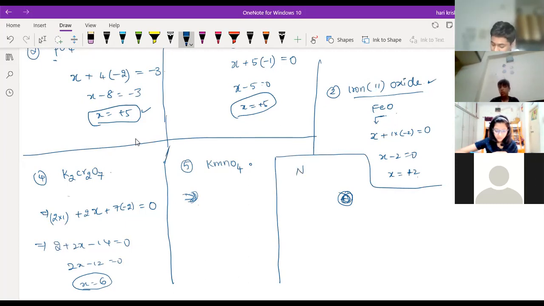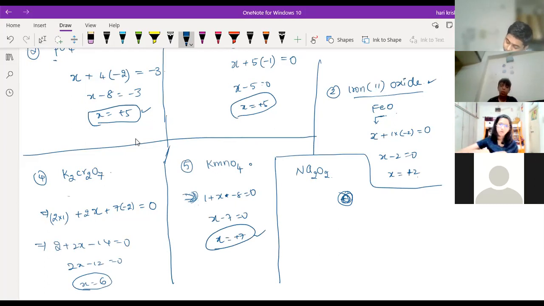Next. So is the answer correct? Which one? Mn, sir. Mn is 7. 1 plus x minus 8 equal to 0. Can I write like this directly? Yes, sir. x minus 7 equal to 0, so x equal to +7. Okay. And sodium, the next one, x equal to 2.